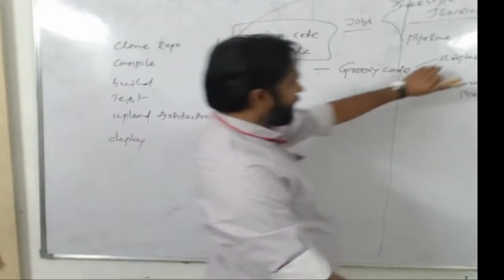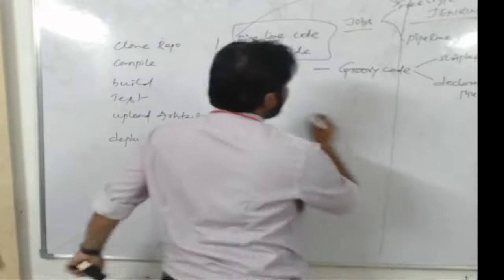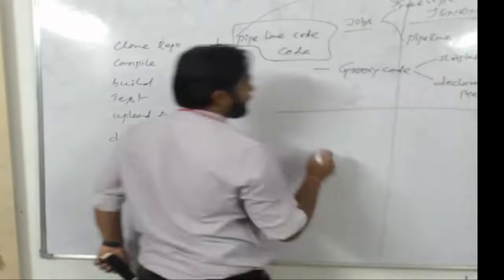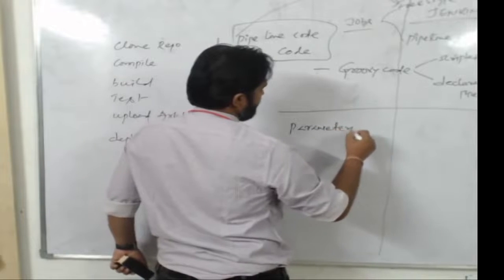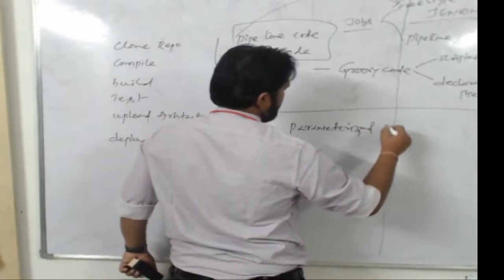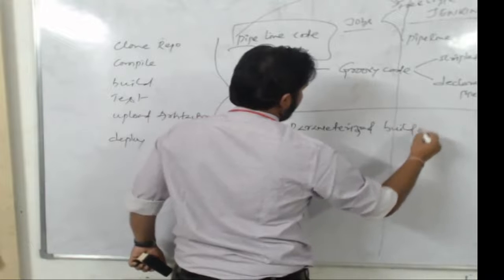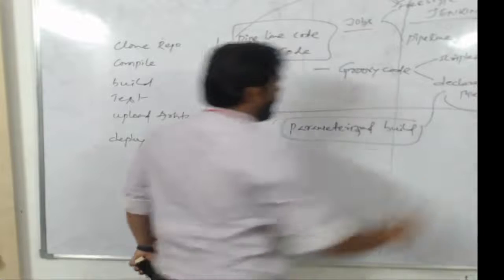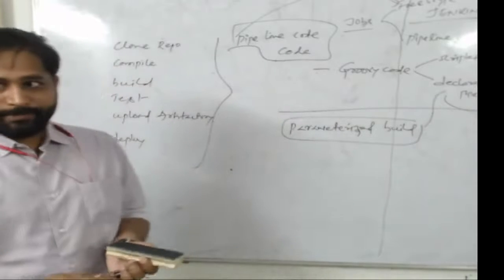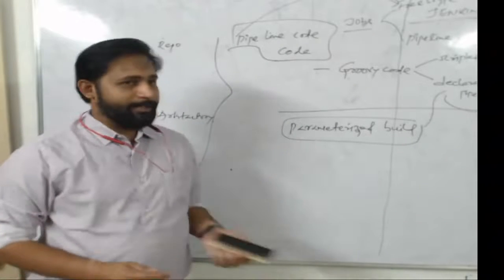Now in both these scenarios, there is another type. It's not a type, it's a method called parameterized build. This is not a type, remember. Both these things can be parameterized. What does it mean by being parameterized? When you parameterize something, what does that mean?